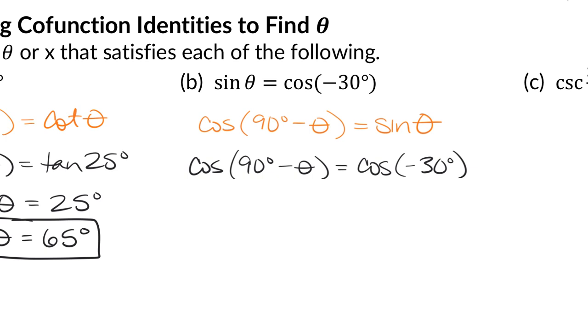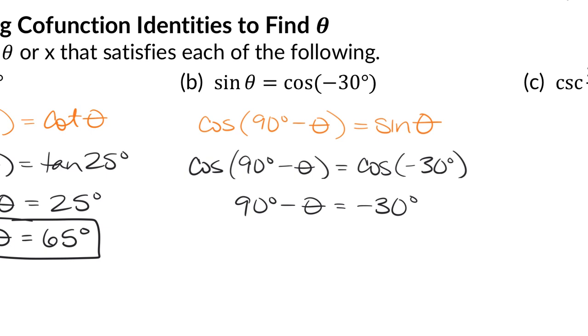But now that they match cosines, it's like we're undoing the cosine part. They're only going to be equal if their arguments are equal. So you get rid of the cosine. That's not mathematically a thing, but you get what I'm saying. We're setting their arguments equal to each other, and we're solving for theta.